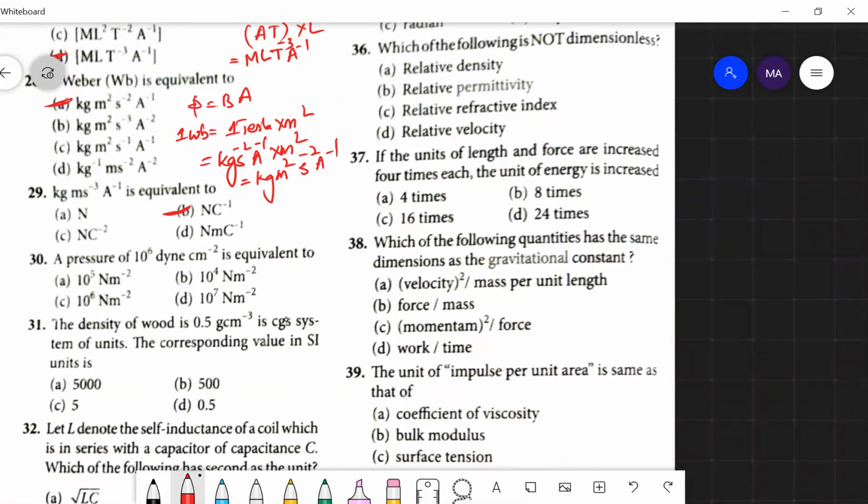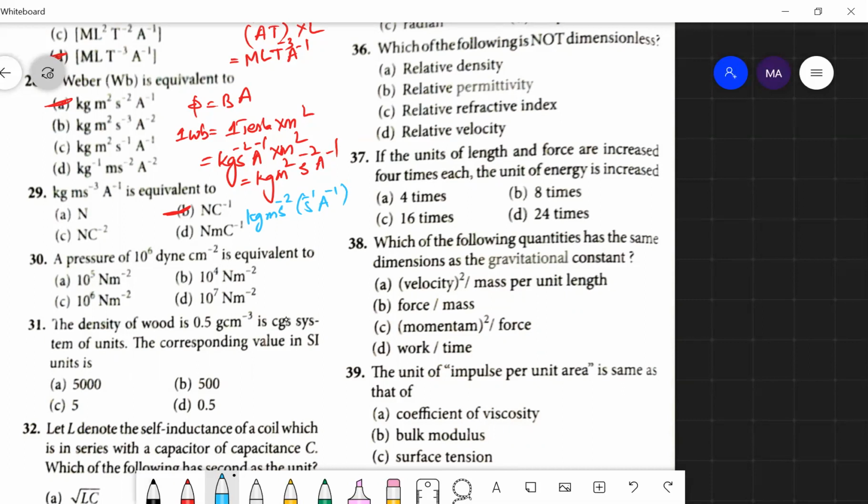What you do is you just write the relation something like this. So this will be equal to kg meter second inverse square into second inverse into ampere inverse. So obviously second inverse and ampere inverse is nothing but coulomb inverse. So this is a Newton. So Newton coulomb inverse will be the answer.